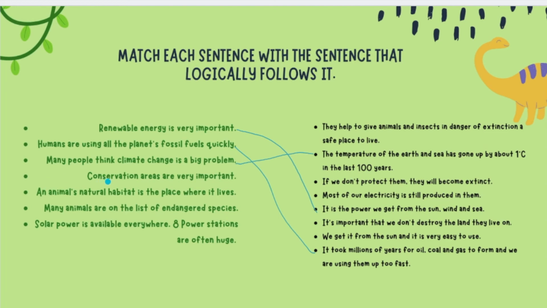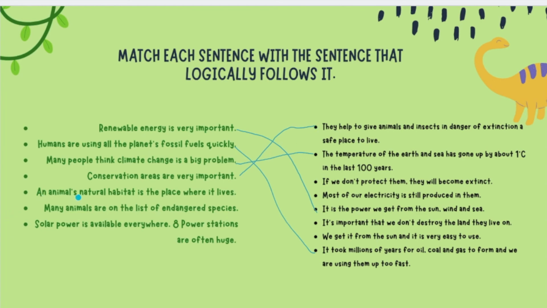Conservation areas are very important. So a conservation area is where we place the animals, a shelter for the affected animals, or also a habitat. So the answer would be they help to give animals and insects in danger of extinction a safe place to live. Okay, let's move on.